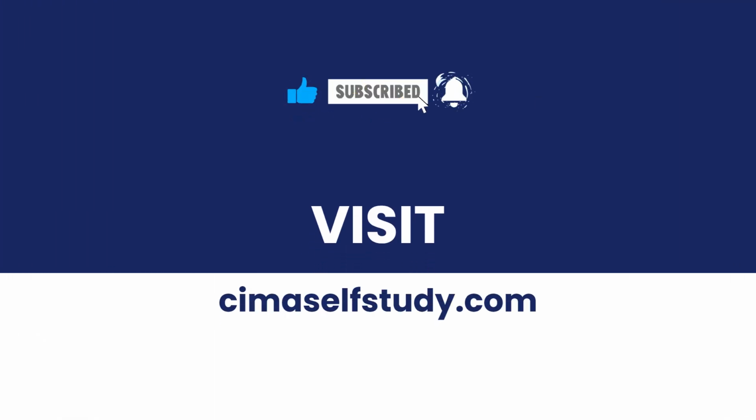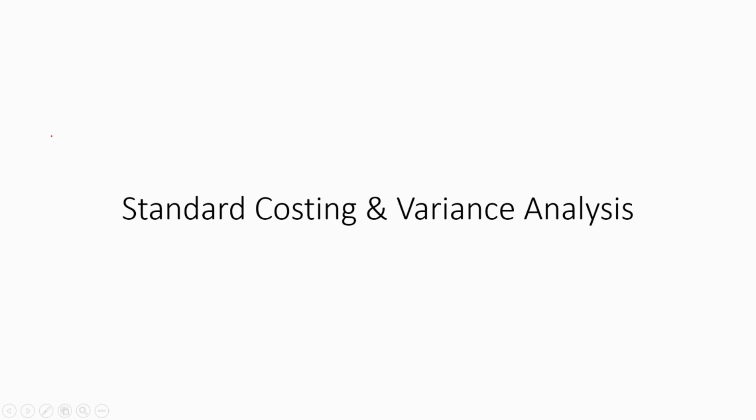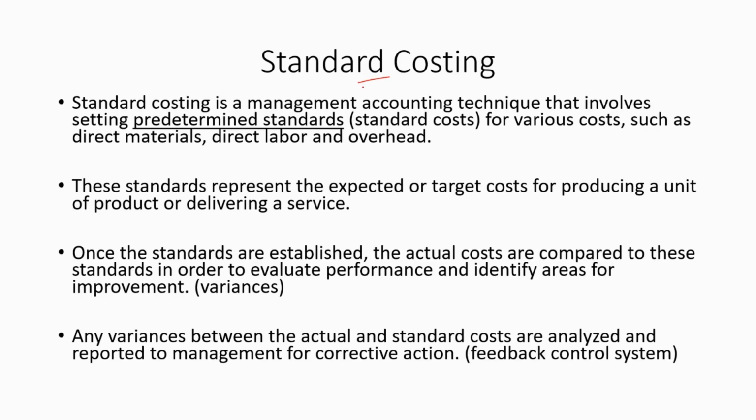In this video, I'm going to discuss standard costing and variance analysis. What is standard costing? Standard costing is a management accounting technique that involves setting predetermined standards. These are known as standard costs for various costs such as direct materials, direct labor and overhead. We discussed standard costing cost cards under marginal costing and absorption costing. These standards represent the expected or target costs for producing a unit of product or delivering a service.